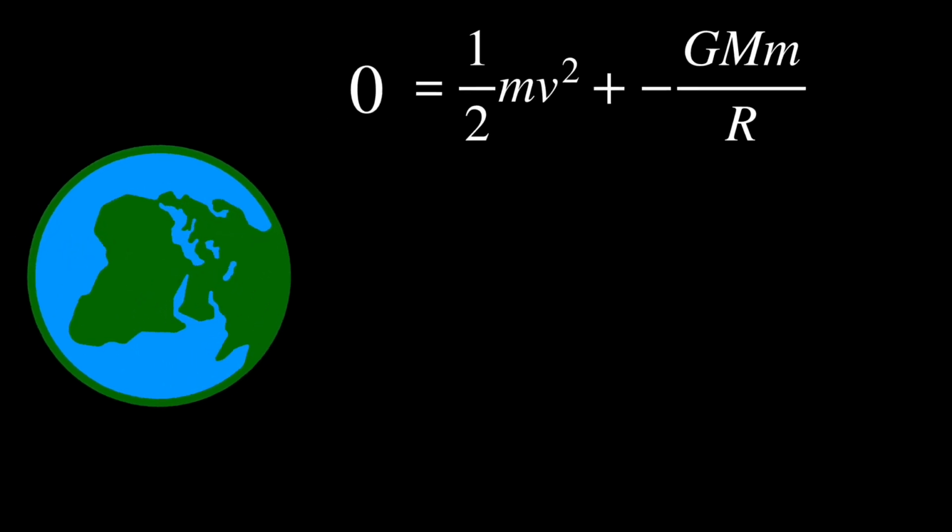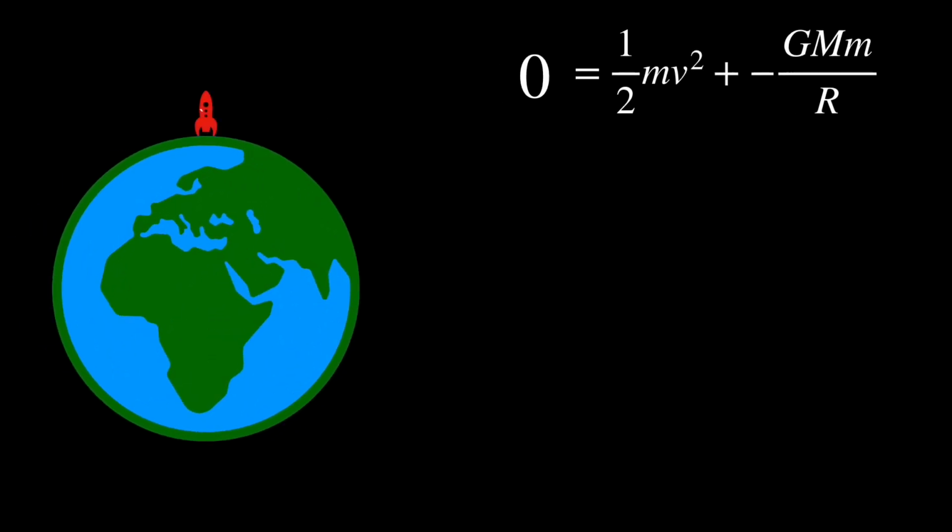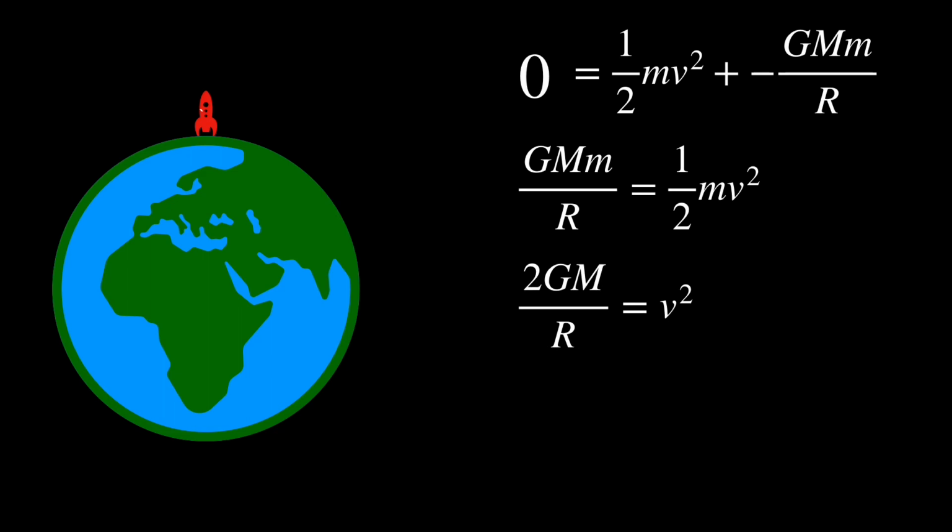Now we can rearrange to find the velocity. Add the potential energy to both sides, multiply by 2, divide by little m, and take the square root. There you go. That's the escape velocity.